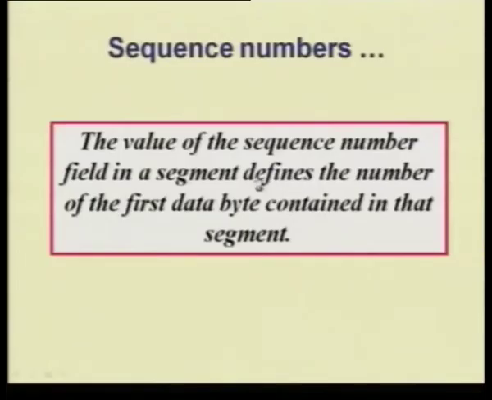If you look at the sequence number field which is there in the header, the value of the sequence number field in the segment defines the number of the first data byte that is contained in that segment. That is to say, if I have data bytes 100 to 110 being sent in a segment, then the sequence number field specified in that particular segment will have a value of 100.